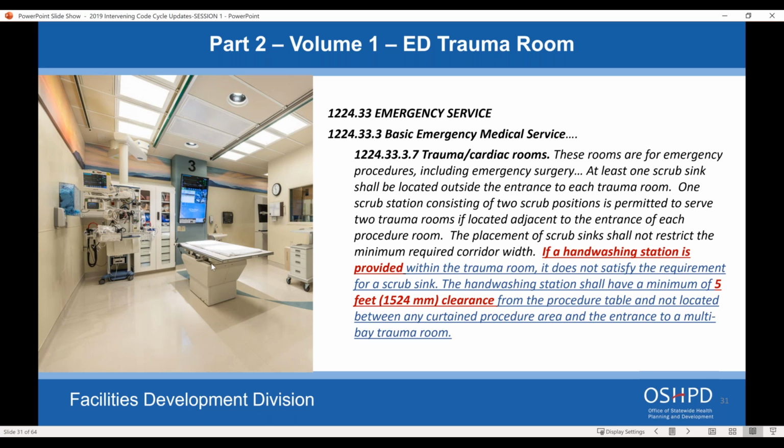So if there's a hand wash sink, like in this case, it's in the back here, it needs to be 5 feet clear from the procedure table and not located between the curtains. If the bay is separated into 2 areas with a cubicle curtain, it has to be accessible from both bays. So it can't be contained in any one bay, or it needs to be in both if you're going to go that route.